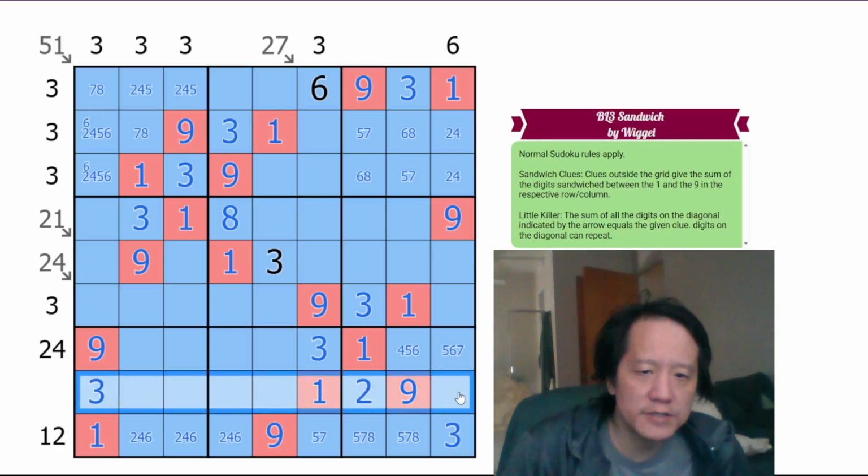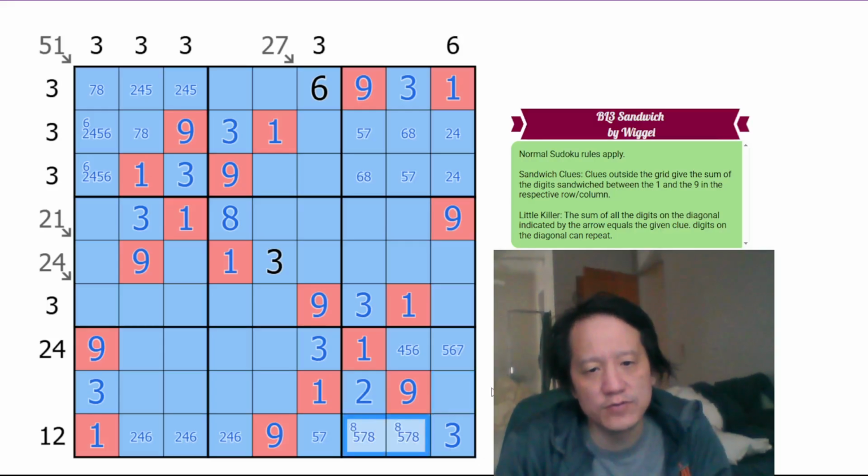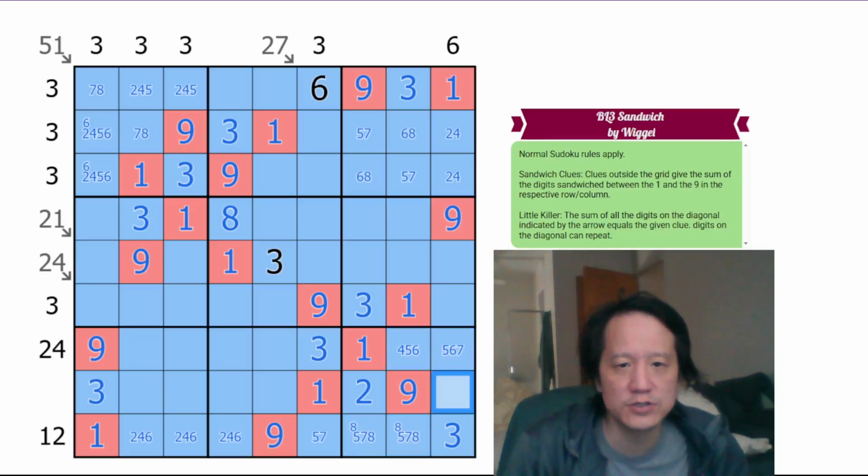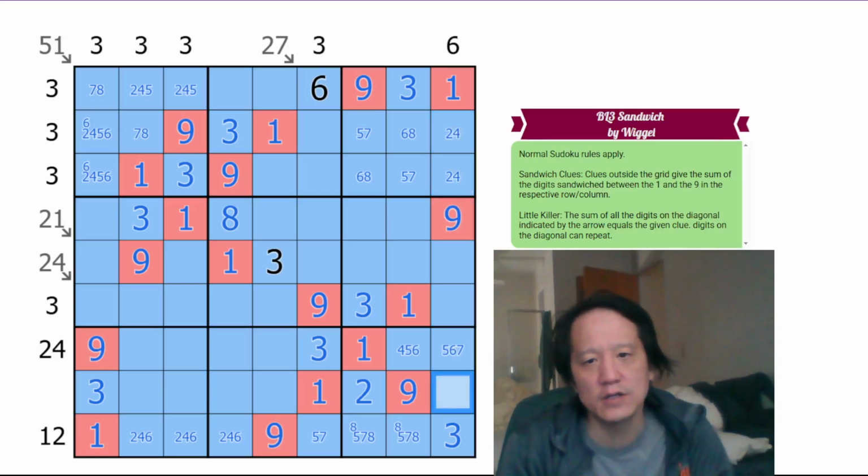Okay. Remaining digits here. You cannot have 8. 8 has to be one of these two. You cannot have 5 and 7 because one of the 5 or 7's here and one of 5 or 7's here. So this must be 4 or 6. It cannot be 4 because of the 2, 4 pair in the column. So this is 6, which means this cannot be 5, 6.